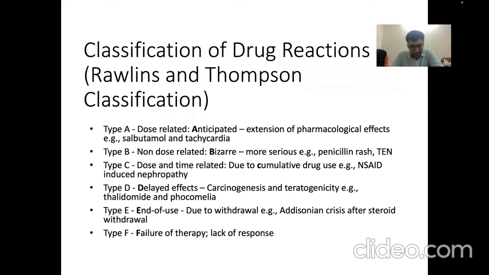Another classification is also known as Rawlins and Thompson's. Type A is dose related or anticipated. Type B is non-dose related or bizarre, as seen in penicillin rash. Type C is dose and time related. Type D is delayed effects, seen in thalidomide. Type E is end of use due to withdrawal. And type F is failure of therapy.